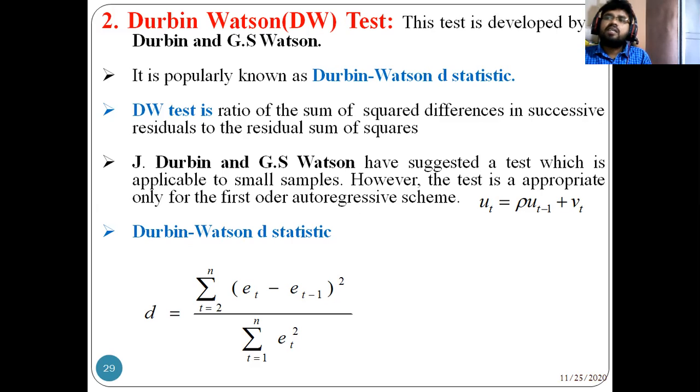So how can we calculate the DW test or D statistic? There is a formula. As per the DW test, D is equal to summation t to n of e t minus e t minus 1, whole square, divided by summation t to n of e t square. So what is e t here? This is nothing but the total summation, the sum total of e t.